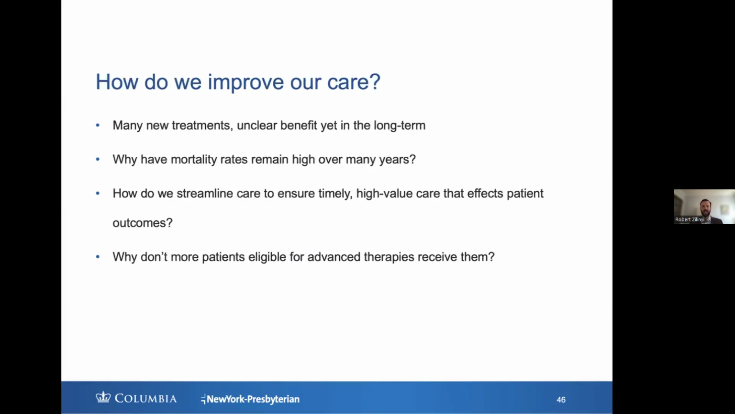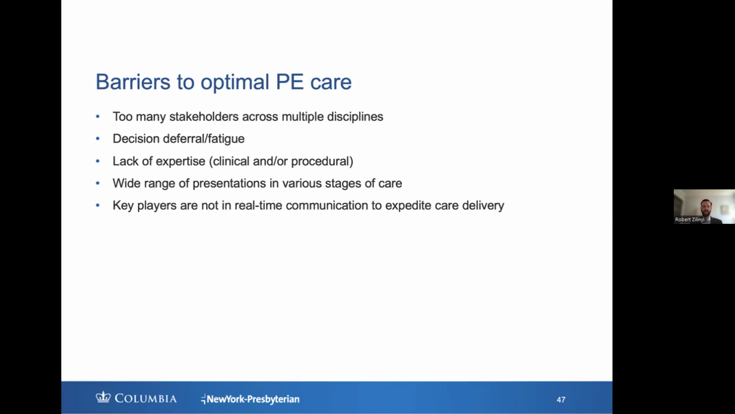So how do we improve our care of these patients? There are many new treatments. It's very exciting, but we have unclear benefit yet in the long term beyond improvements in RV to LV ratio. Why have mortality rates remained so high over the years, and how do we streamline care to ensure timely, high-value care that affects patient outcomes? And why don't more patients who are eligible for advanced therapies receive them? Barriers to optimal PE care include too many stakeholders across multiple disciplines in the hospital. There's decision deferral and fatigue across providers. There's lack of expertise, both clinical and procedural.